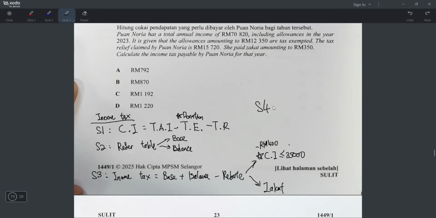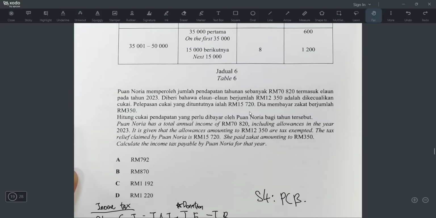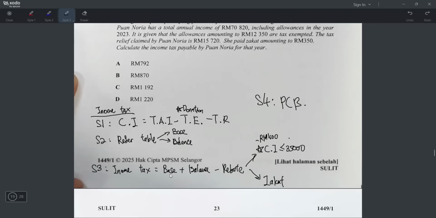Actually, there's one more step. Step four is called the PCB, but not all questions have the PCB. And this question, ada ke PCB? Okay, I don't see PCB here, so it means tak ada lah. So you only have to do until step three. But let me mention a bit for the step four, PCB. PCB is like after you get your income tax, you still have to minus with the PCB.